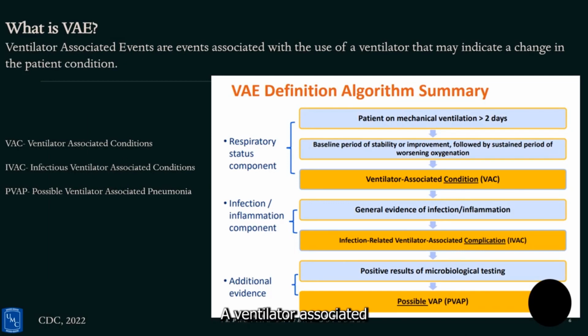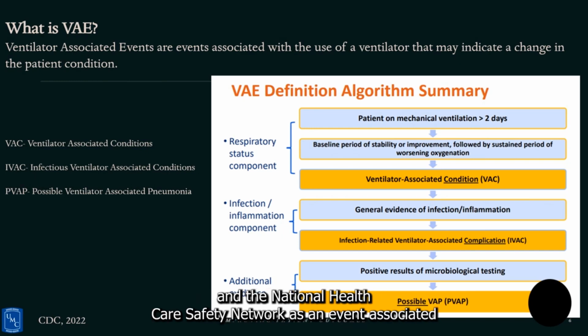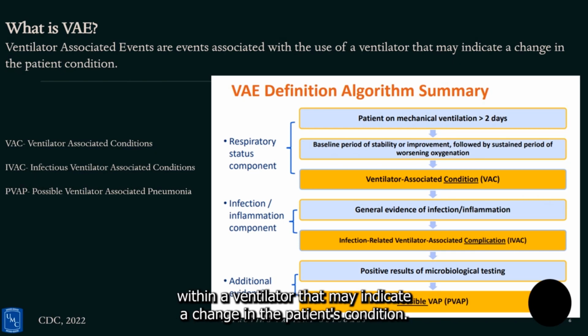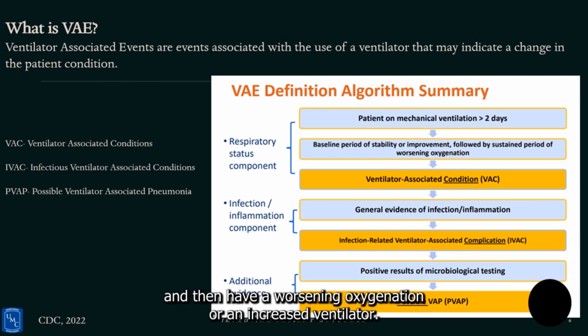A ventilator-associated event is defined by the Centers for Disease Control and Prevention and the National Healthcare Safety Network as an event associated with the ventilator that may indicate a change in the patient's condition. The patient must be on the ventilator for over 2 calendar days and then have a worsening oxygenation or an increased ventilator demand.